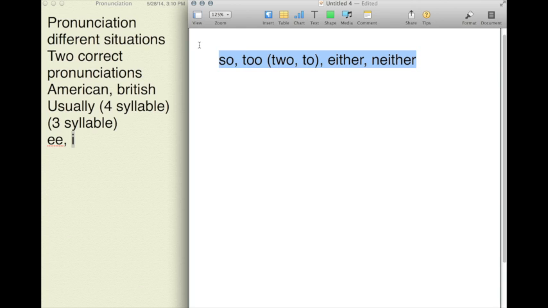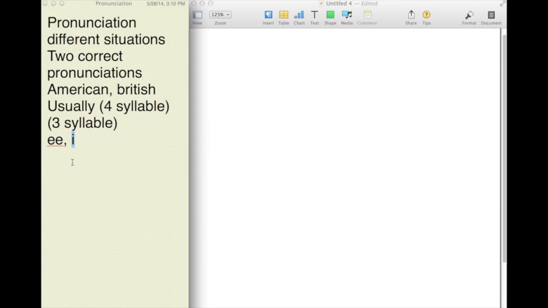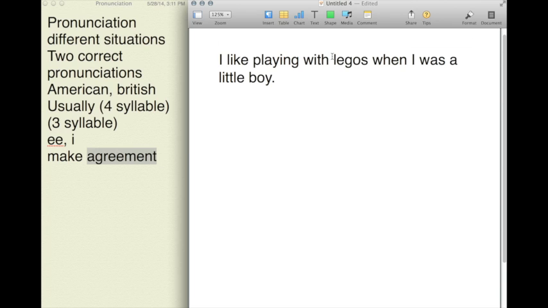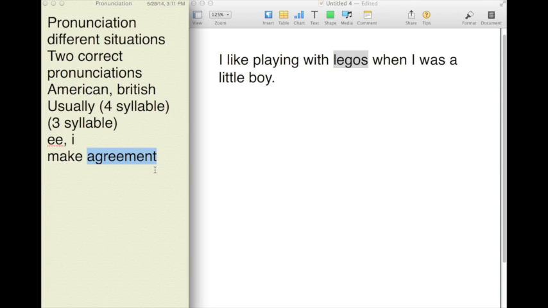All right, so let's practice using some of these. And we're going to be using these to make agreement. Agreement means you have the same idea, you have the same opinion as another person, okay? So, here's a sentence. I liked playing with Legos when I was a little boy. Legos is the name of a brand of toy. They're toy blocks that you use to build, and it's a very common children's toy.